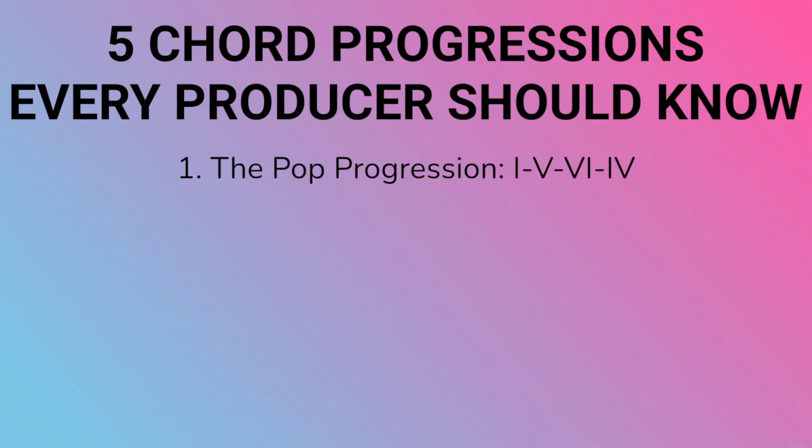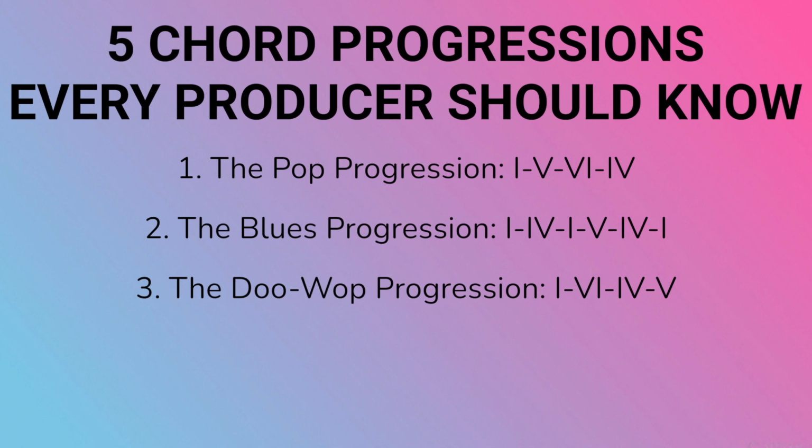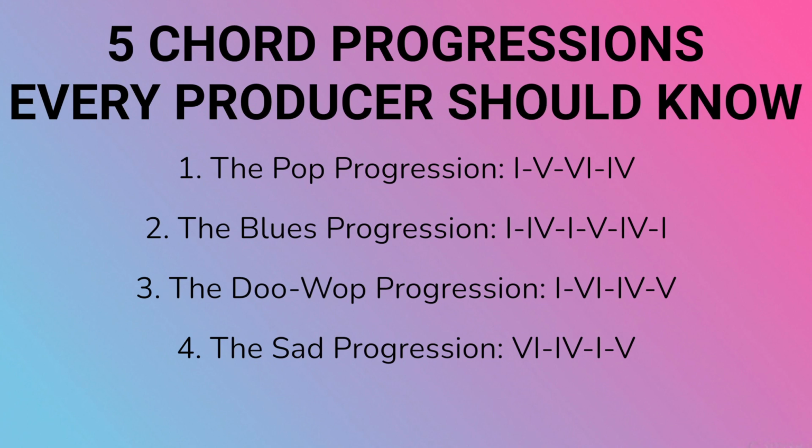So let's quickly recap the 5 chord progressions that every producer should know. Number 1, the pop progression, a 1-5-6-4. Number 2, the blues progression, a 1-4-1-5-4-1. Number 3, the doo-wop progression, a 1-6-4-5. Number 4, the sad progression, a 6-4-1-5. And finally, number 5, the jazz progression, a 2-5-1. These are the 5 chord progressions that I think every producer should know.